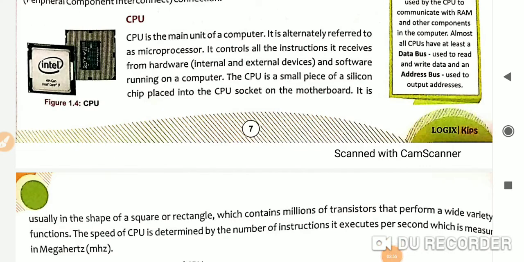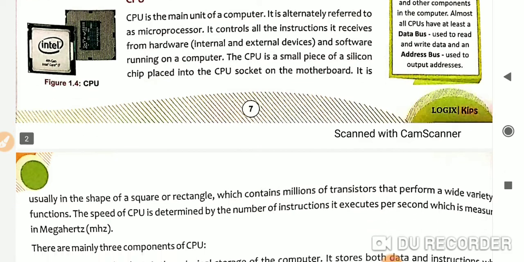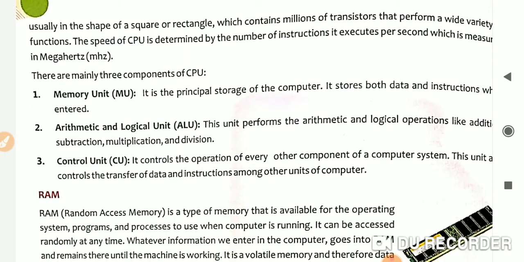CPU. CPU is Central Processing Unit, and it is the main unit of a computer. It is the brain of the computer. The full form of CPU is Central Processing Unit. It is alternately referred to as microprocessor. It controls all the instructions it receives from hardware and software running on a computer. The CPU is a small piece of a silicon chip placed into the CPU socket on the motherboard. It is usually in the shape of square or rectangle.